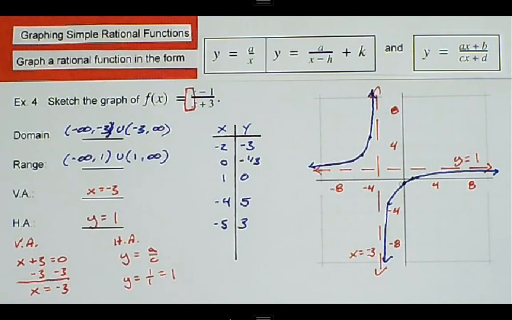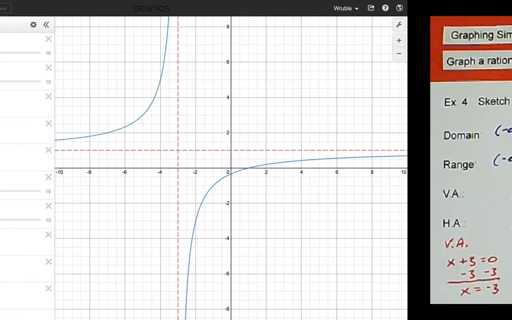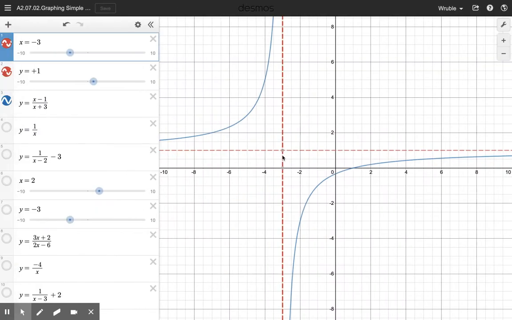We can take a look at what that graph looks like. Here we have our vertical asymptote at x equals -3, our horizontal asymptote at y equals +1, and then we have our hyperbola.